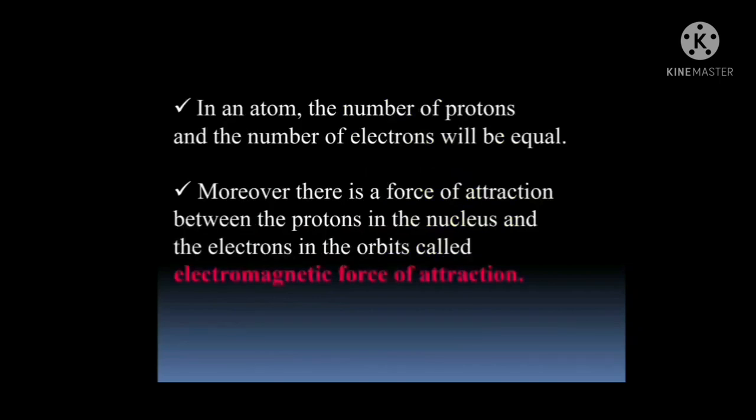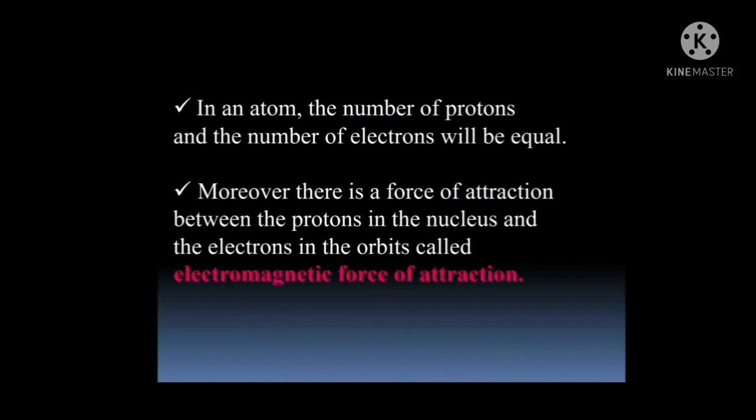In a neutral atom, the number of protons and the number of electrons will be equal, so that an atom is stable. Also, there is a force of attraction between the protons in the nucleus and the electrons in the orbits. That force is called electromagnetic force of attraction. Electromagnetic force is a type of physical interaction that occurs between electrically charged particles.